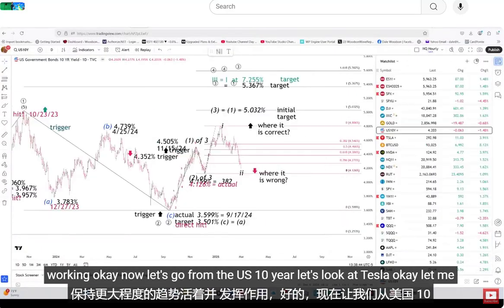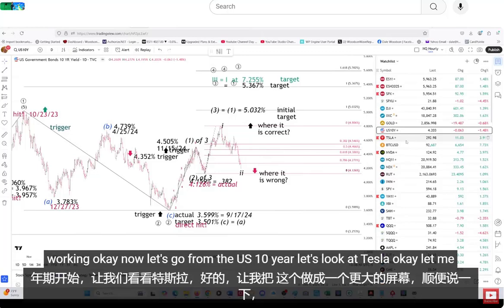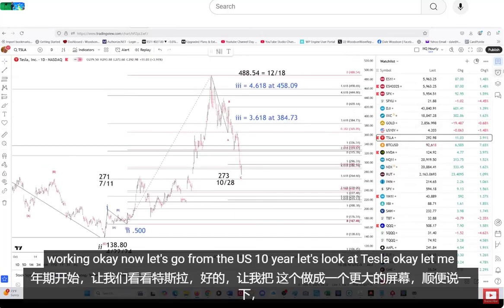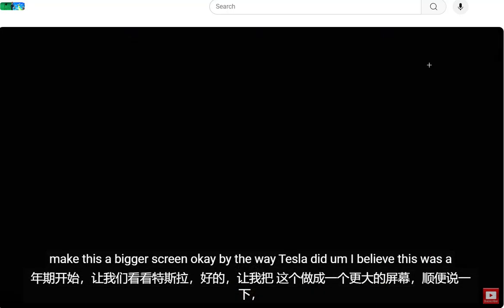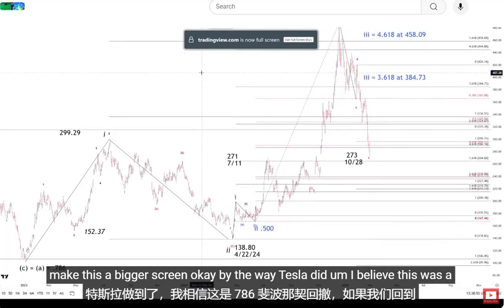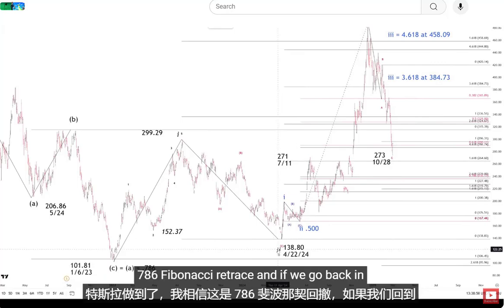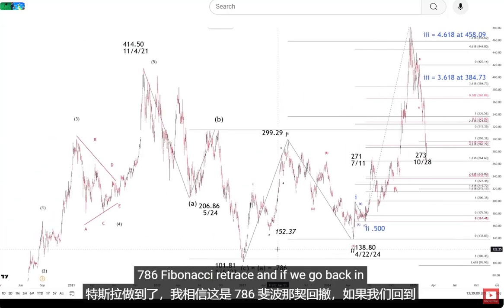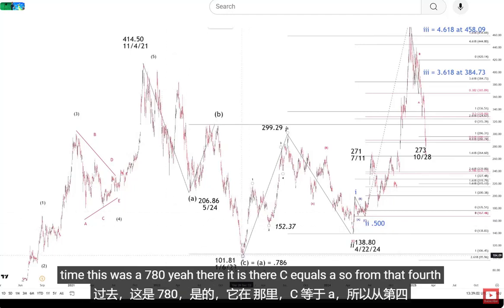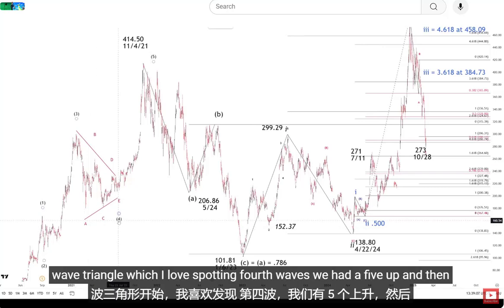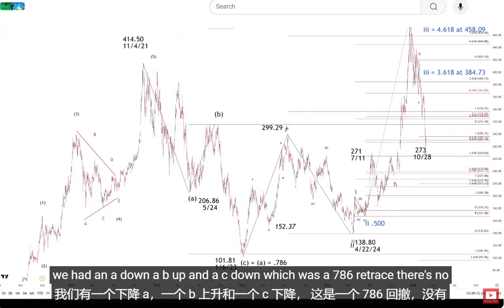Okay, now let's go from the US 10-year. Let's look at Tesla. Let me make this a bigger screen. By the way, Tesla did, I believe, a 786 Fibonacci retrace, and if we go back in time, this was a 780. Yeah, there it is, C equals A. So from that 4th wave triangle, which I love spotting 4th waves, we had a 5 up, and then we had an A down, a B up, and a C down, which was a 786 retrace.